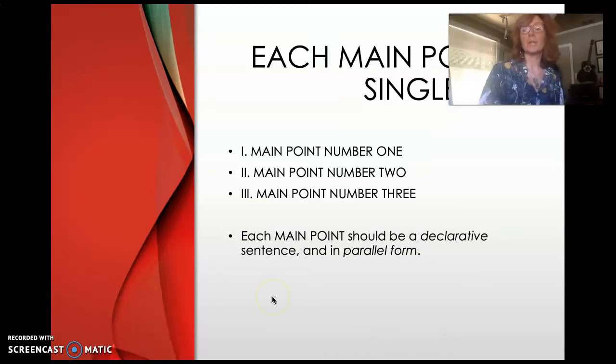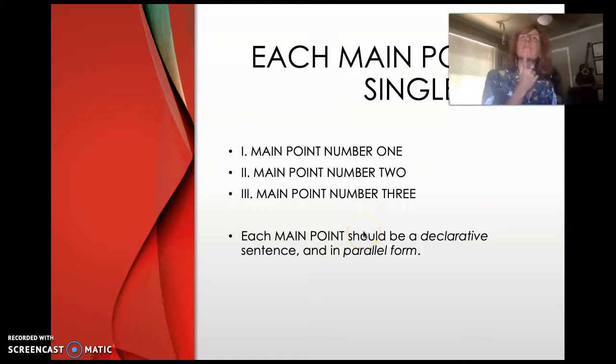Each point should be a declarative sentence. That means, in parallel form, they're equal; they have equal value. So each main point has equal value to the other. And if they don't have equal value, it should show you that maybe that's not a main point. Maybe that's not strong enough. Maybe that's just one of the details, a supporting idea that supports another main point.